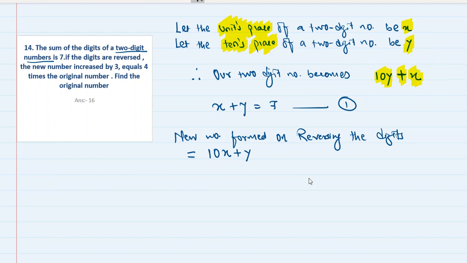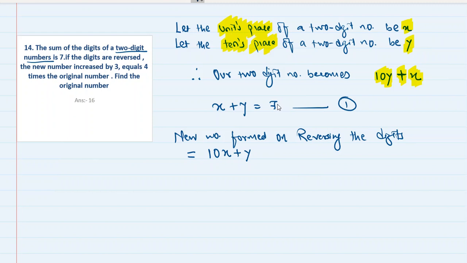Now what they are saying with the new number, what is the issue with the new number? Read the statement again and again. Always remember that once you read a question, you will not be able to dissect it completely. You need to read it again and again and again, so you understand each and every bit of the question. Otherwise, you yourself will get confused. Okay? So the sum of the digits of a two-digit number is 7, x plus y is 7, deal done over here.